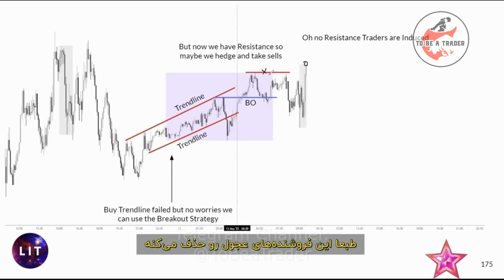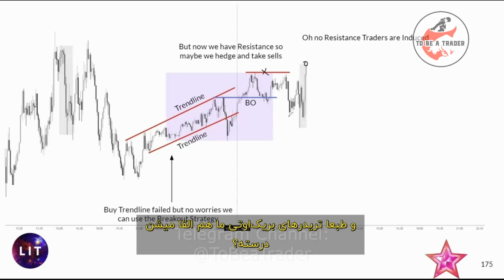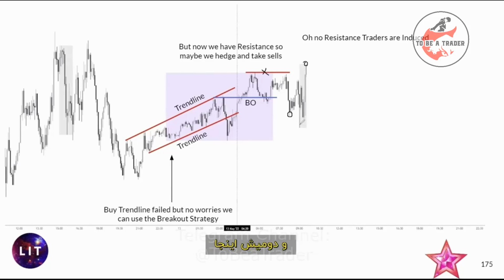Takes out, of course, these early sellers. And of course, our breakout traders are also induced, right? We get our first point there and then a second one there. So these are also induced.